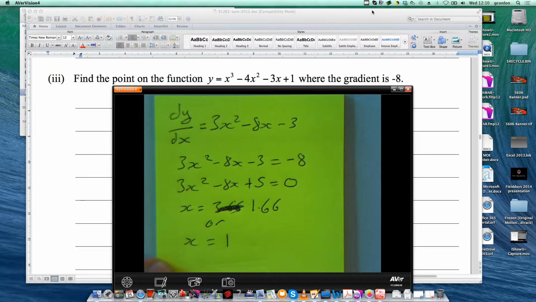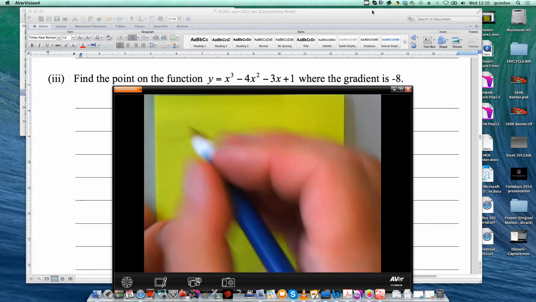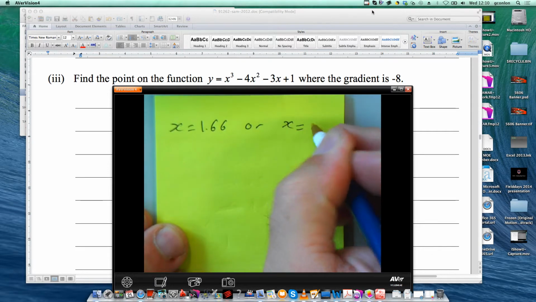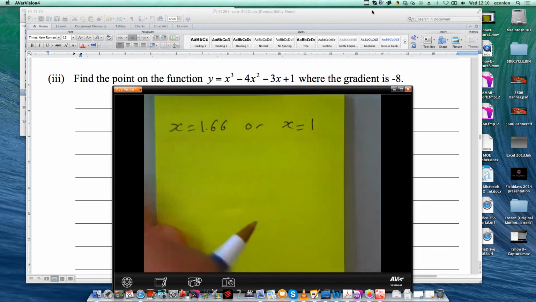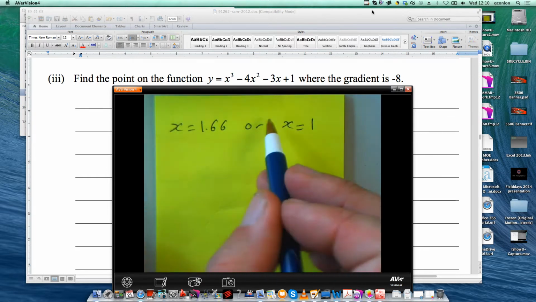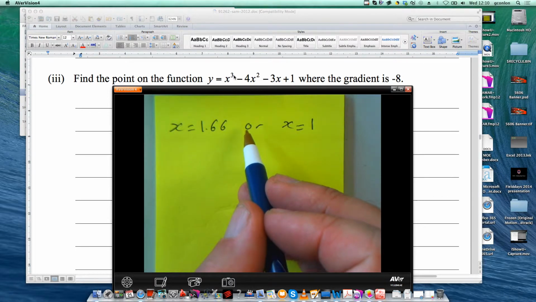Now, that's not the answer to the question, but it's half the answer to the question. And bear in mind, it says find the point. There are actually two of them. So, now we know that x is 1.66 or x is 1. I prefer 5/3 personally, but you can use 1.66. And now what we're going to do is put these values back into our original equation, because that's going to give us the y value.